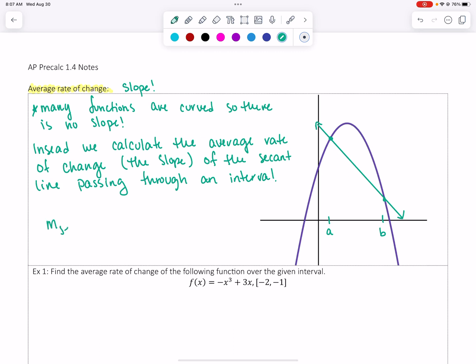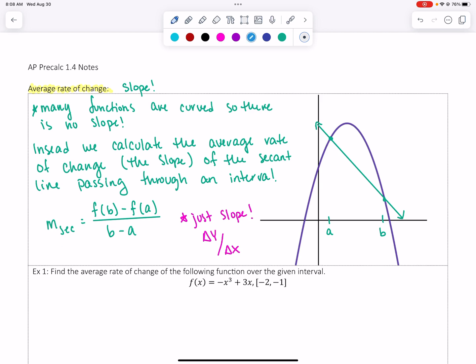So what we say is the slope of the secant line is equal to f of b minus f of a all over b minus a. And yes, that looks all confusing. I get it. Totally fine. But it's just slope. Change in y over change in x, right? You probably saw it as y2 minus y1 over x2 minus x1. We're just talking about it in terms of function notation here, so we're talking about f of b minus f of a.